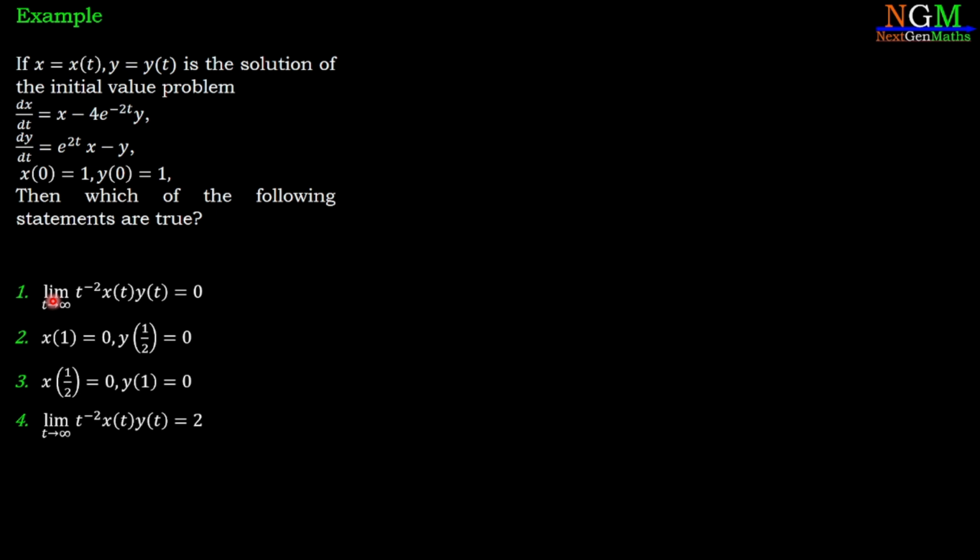We have the first option: limit t tending to infinity e^(-2t) x of t y of t equal to 0, and a similar option: limit t tending to infinity t^(-2) x of t y of t equal to 2. Option number 2 is x of 1 equal to 0, y of 1/2 equal to 0. Option number 3 is x of 1/2 equal to 0, y of 1 equal to 0.